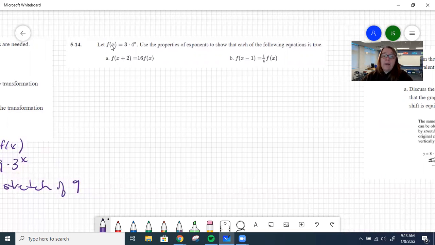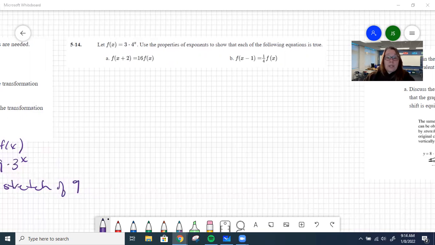So here it's saying if I have this function here, that f of x plus 2, so a shift of 2 to the left, is the same as a vertical stretch of 16. Okay, this one is saying if I shift to the right one, it's the same as a vertical stretch, well, really a compression of a quarter. All right, so we're going to show that these are the same algebraically. So we're going to do some algebraic manipulations to show that these are equivalent.